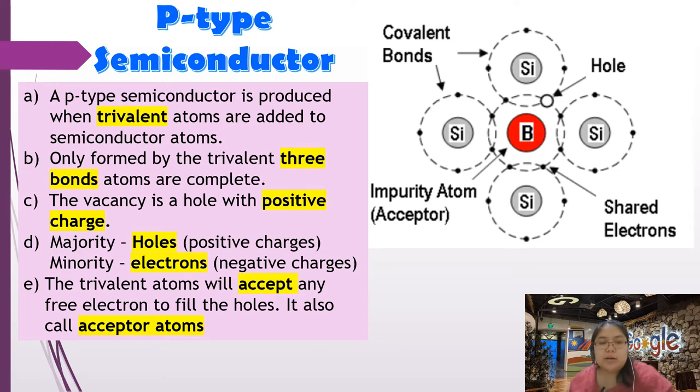The vacancy is a hole with the positive charge. Majority is a hole. Minority is an electron. So the trivalent atom will accept any free electron, so you can call it an acceptor atom. So this one is a diagram for the semiconductor. Extra hole.